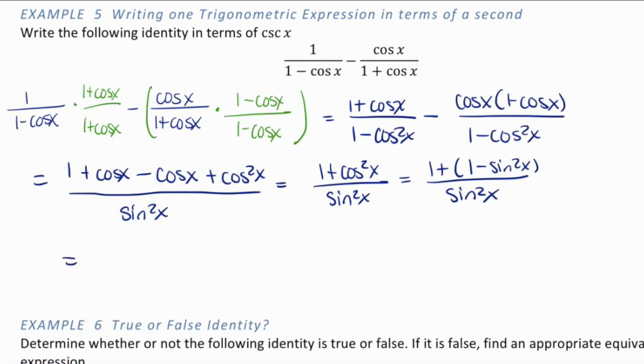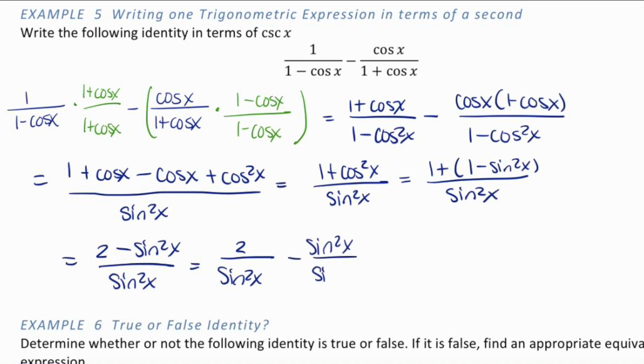Let's split this up. We'll rewrite and split this up. We have 1 plus 1 is 2 minus sine squared x divided by sine squared x. So we have 2 over sine squared x minus sine squared x divided by sine squared x equals 2 cosecant squared x minus 1. Now we're done. We have no other trigonometric functions except cosecant of x, which is exactly what we wanted.